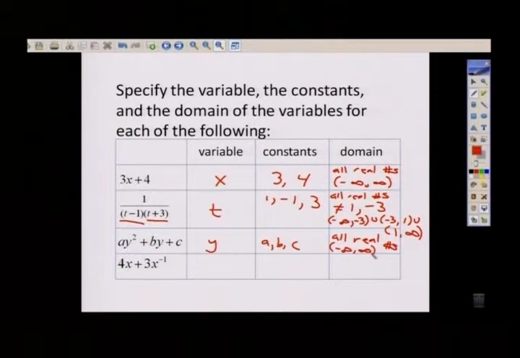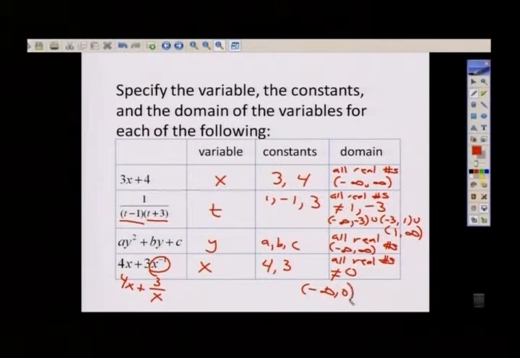One more to go. The variable is x. The constants are 4 and 3. And we have to be careful here. It would be all real numbers for the domain, except right here, that represents 3 divided by x. So we cannot have 0 in our domain. And again, you could express this as negative infinity to 0, 0 to infinity.